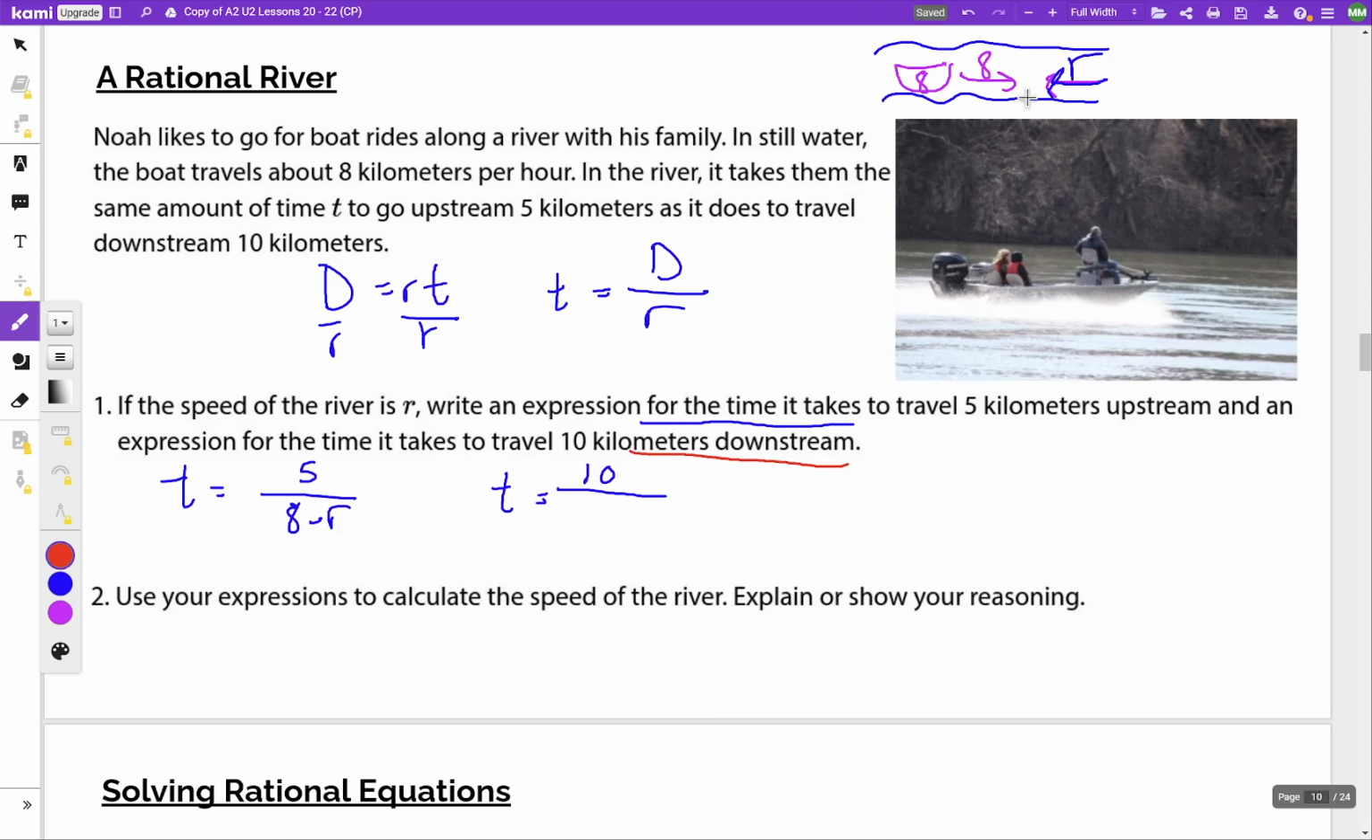So downstream, we're going to reverse this, right? Now, instead of the r going this way, let's say we're going the same direction as the river. So now the river's not pushing against you. The river is pushing behind you, and it's helping you travel forward, right? And so it's going to help you travel faster. So if you're traveling 8 and the river's adding r to that, we're going to have 8 plus r here.